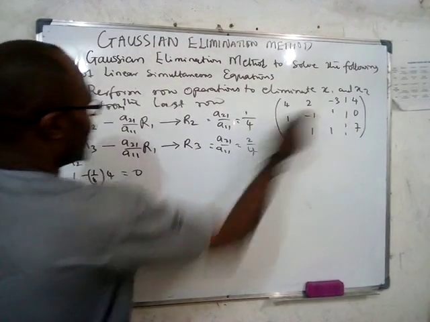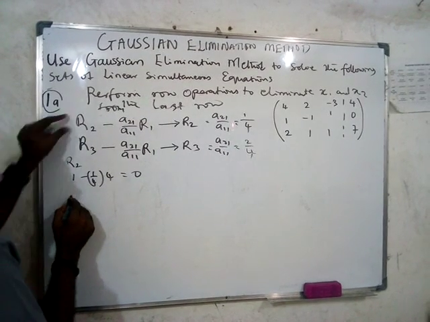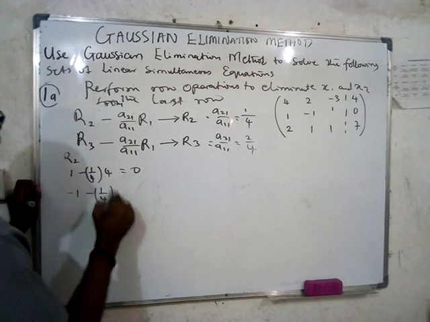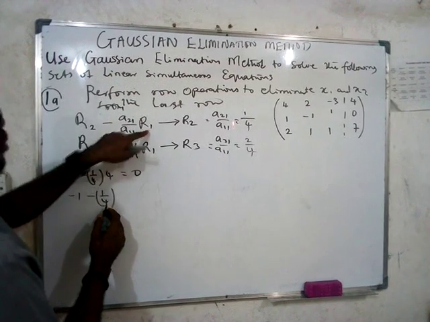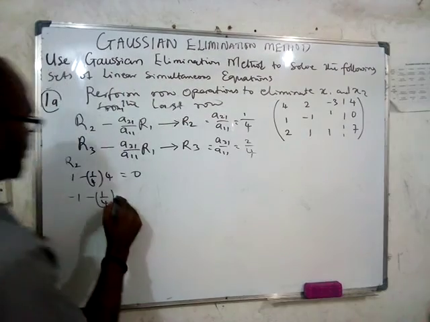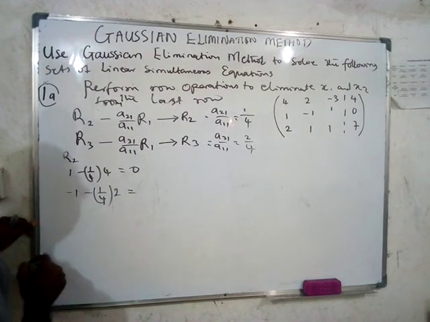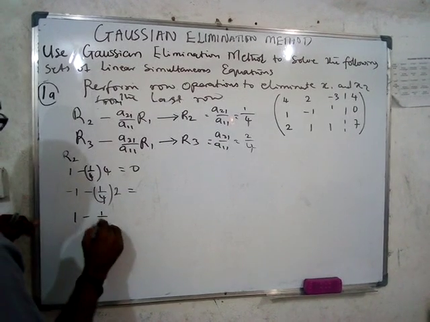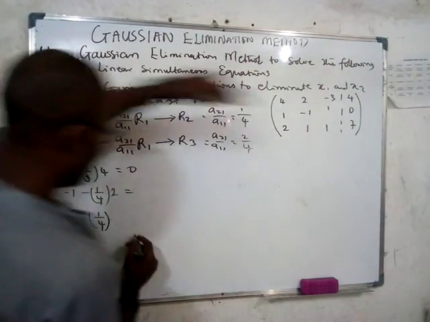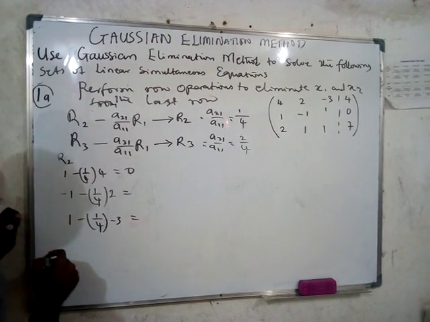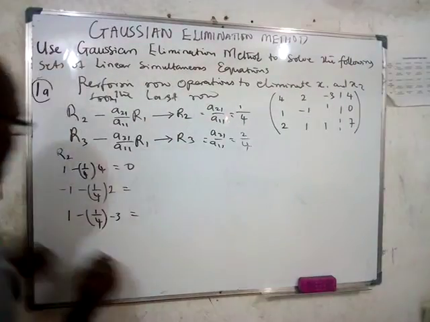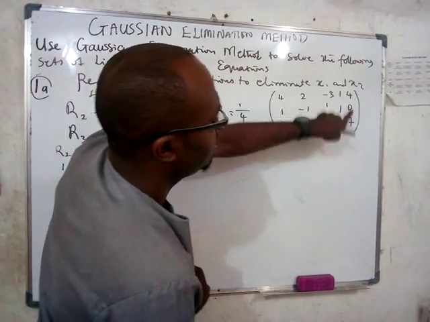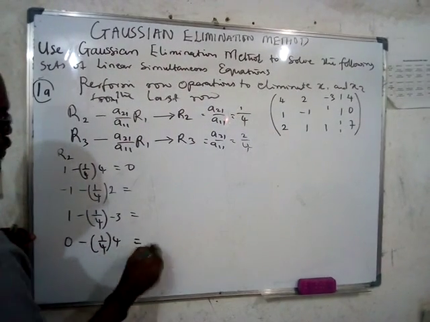Now we do the same for the second one. The row 2 there is what? Minus 1 minus, we bring this again, 1 over 4 times row 1 of it, 2, to give us what it will give us. Then we'll do the same for this one. 1 minus 1 over 4 times minus 3 to give us what it will give us. Then lastly for this one, 0 minus 1 over 4 times row 1 of it, 4, to give us what it will give us.